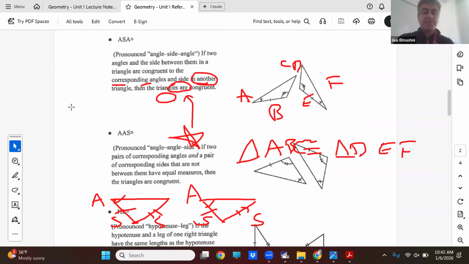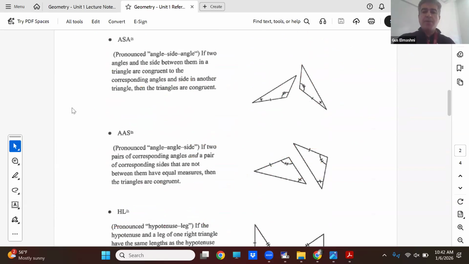Okay, ASA. If you have two pairs of angles that you know are the same, and the side in between, so the S has to be between the two angles, then that will also be congruent. So that's ABC, and that's DEF. Then again, we can conclude that ABC is congruent to DEF. And that's ASA, angle side angle. But the side has to be in between the two angles. Very important.